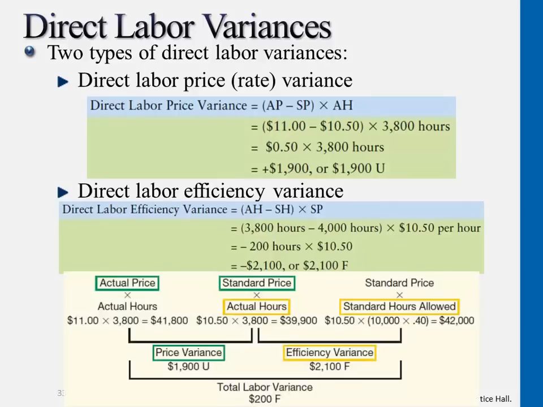Okay, so again, we combine these two, the total effect of flexible budget variance here for direct labor costs will be $200. That's considered cost saving to the business. It's favorable.